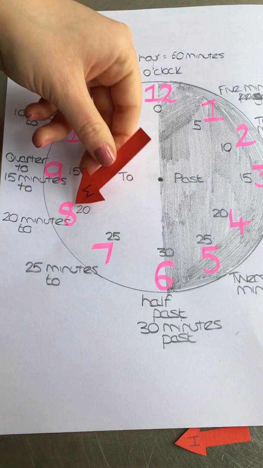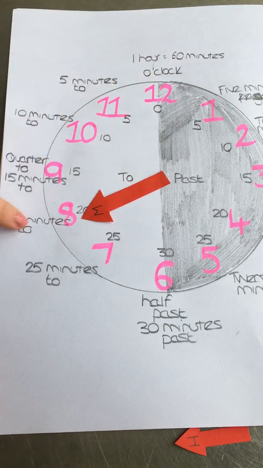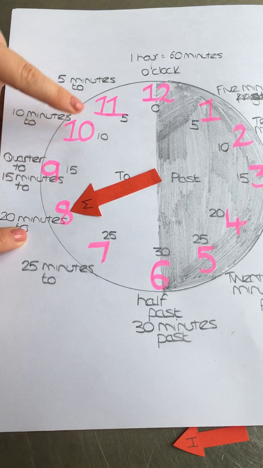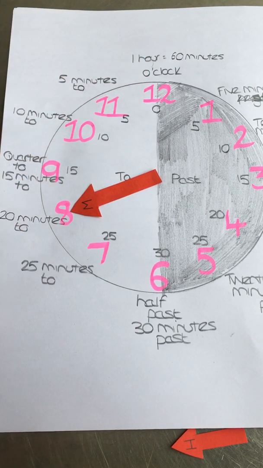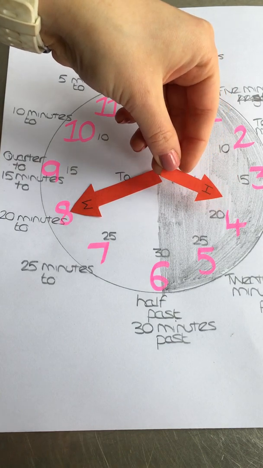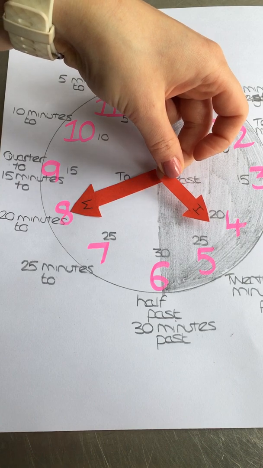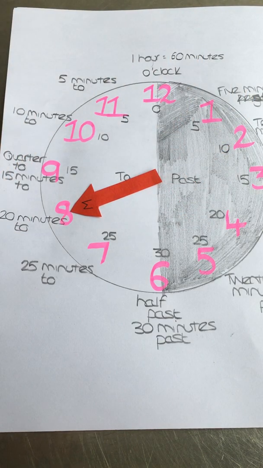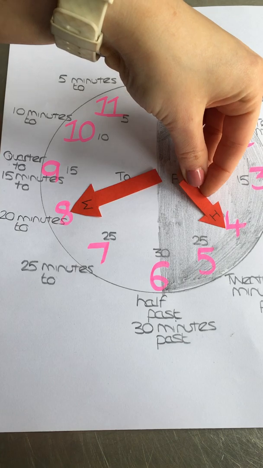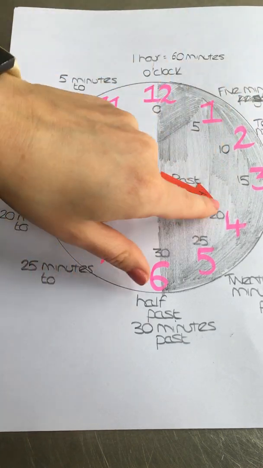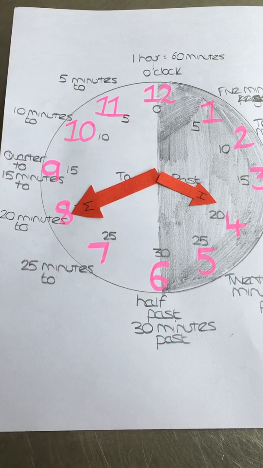So my minute hand goes on the 20 minutes to. It should be facing that 8 because I know that 8 represents that there's 20 minutes left of that hour. It's 20 minutes to the next hour. And if I said it was 20 to 4, my hour hand, do you think it's going to be past 4 or do you think it's going to be just coming up to 4? If it's 20 minutes to 4, well done. It shouldn't be past my 4. It should be coming up to the 4. And that is 20 minutes to 4.